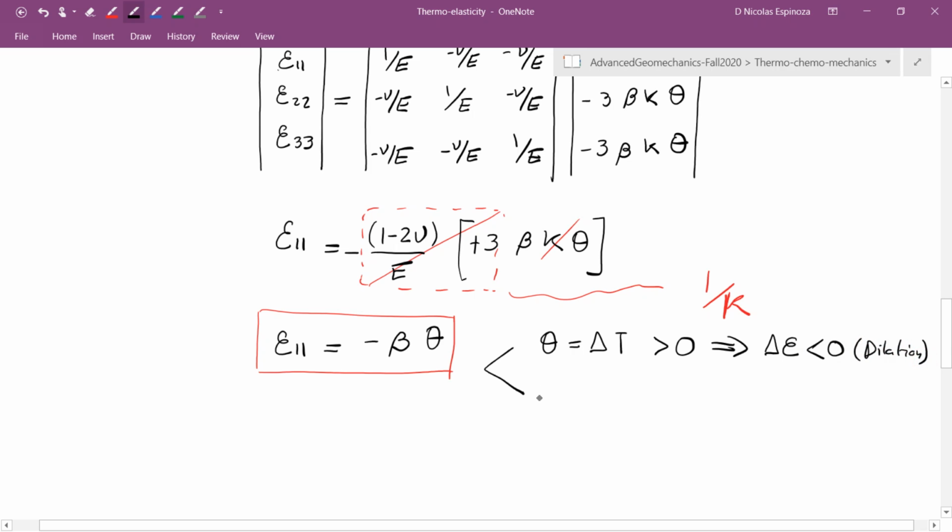On the other hand, if I have a change of temperature which is less than 0, and that means that the final temperature is smaller than the initial temperature, then I'm going to have negative and negative, that's going to become positive, and the change of strain is going to be positive, and according to the geomechanics convention, this is going to be a contraction of the solid.